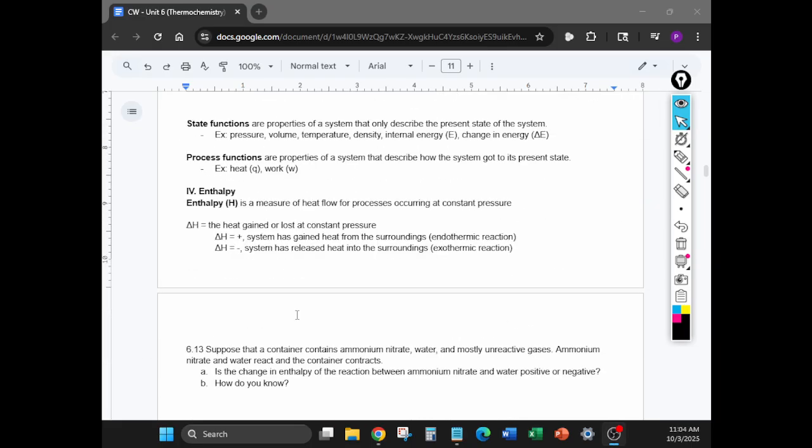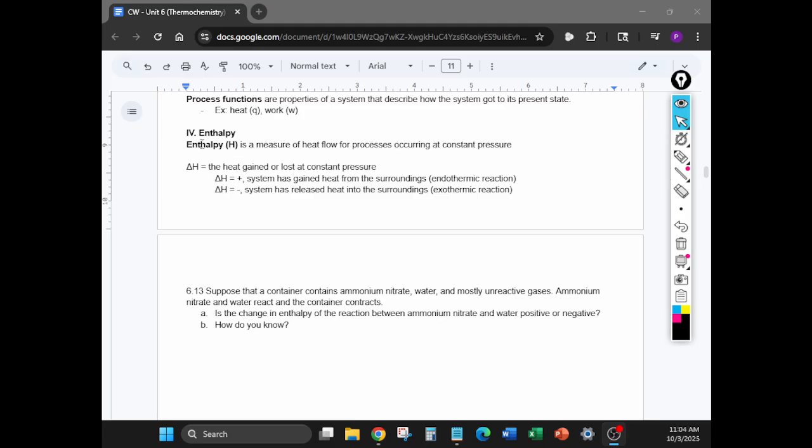Okay, so we are going to be talking about energy in terms of something called enthalpy. I want you guys to write this down. The symbol for enthalpy is capital H. Okay, enthalpy. It's not entropy. We're going to talk about that in unit 13.